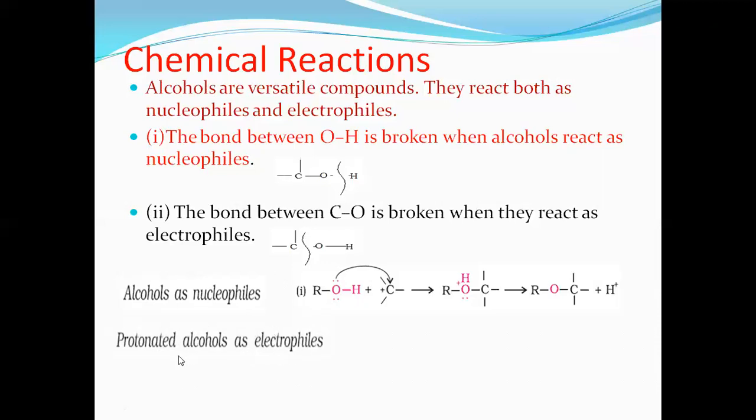In another case, protonated alcohol acts as an electrophile. Here the lone pair of electrons on alcohol accepts a proton and becomes ROH2 plus. Since it gains a proton, it behaves as an electrophile. Say Br minus attacks the CH2 and loss of a water molecule takes place. Since Br minus is a nucleophile, the alcohol behaves as an electrophile. Hence alcohol reacts as both electrophile as well as nucleophile.